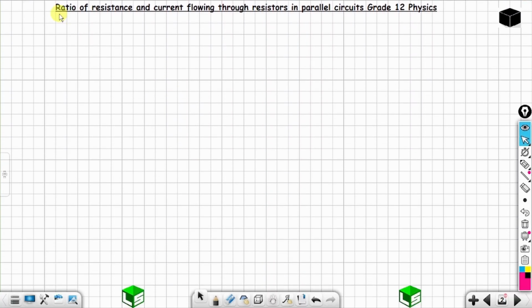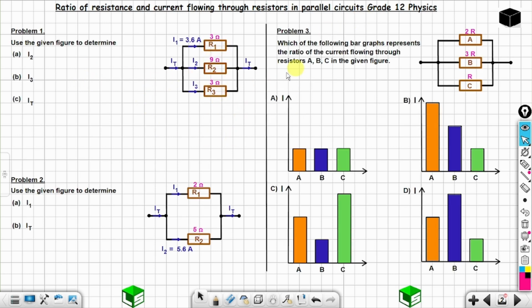Okay, ratio of resistance and current flowing through resistors in parallel circuits. We have three problems that we are going to solve. One, two, three.